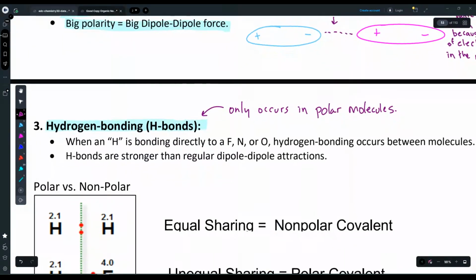Okay, so there are 2 requirements for hydrogen bonding. It only occurs in a polar molecule, and hydrogen must be directly attached to either a fluorine, nitrogen, or oxygen. Hydrogen bonds are going to be stronger than regular dipole-dipole attractions, and they are going to affect things like solubility as well as boiling point.